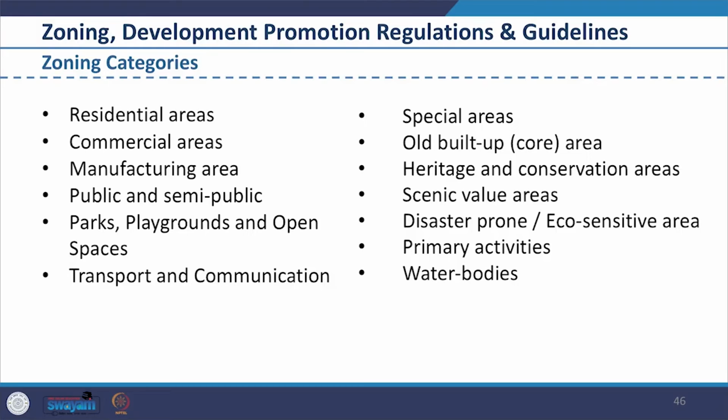Moving forward, further we see that the development plan should provide the zoning regulation for the proposed land use categories, including residential areas, commercial areas, manufacturing areas, public and semi-public areas, parks, playgrounds and open spaces, transport and communications, special areas, old built up core areas, heritage and conservation areas, scenic value areas, disaster prone areas or eco-sensitive areas, primary activities and water bodies.